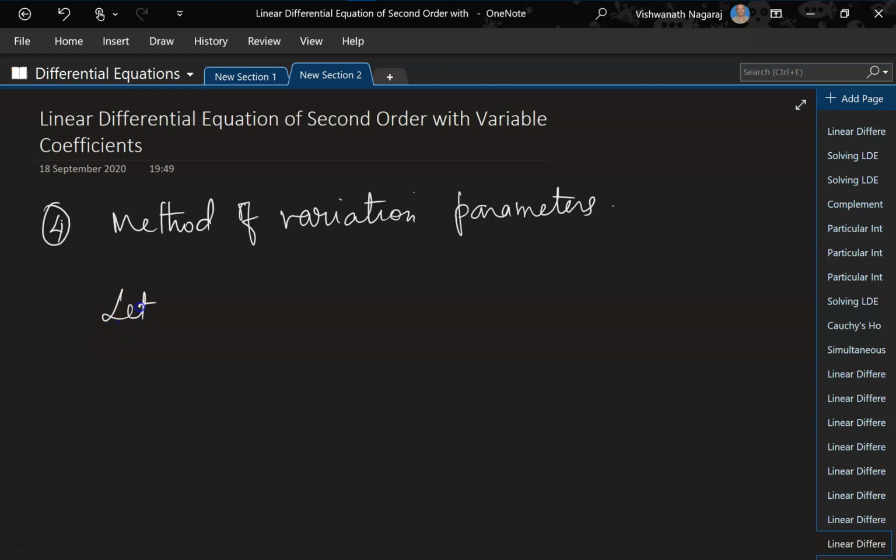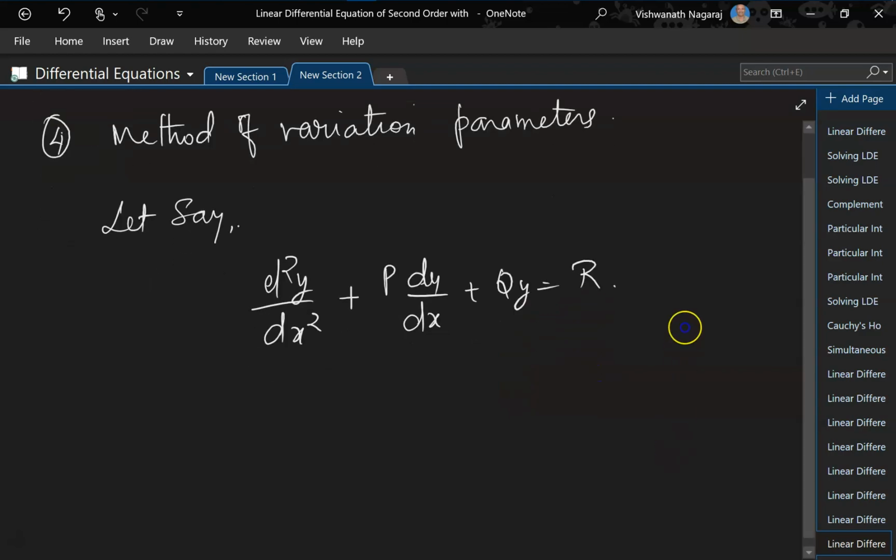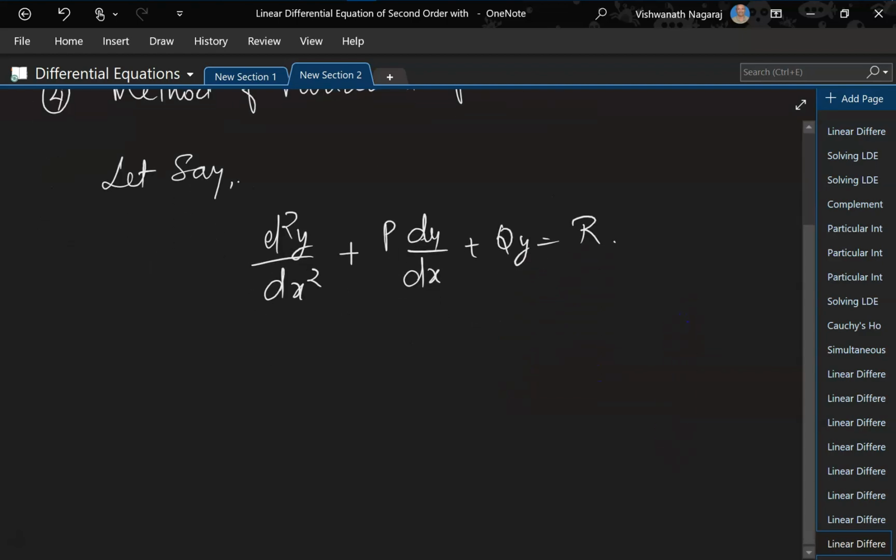Let's say the equation that we have to solve is d2y by dx square plus p dy by dx plus qy is equal to r, right? Now here, let's say this is equation 1. This is what we have to solve.